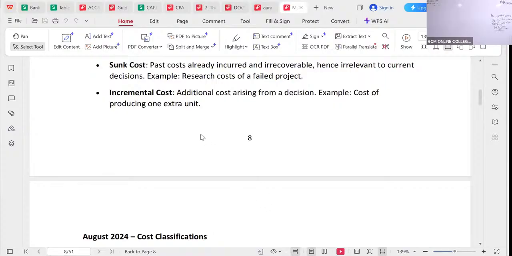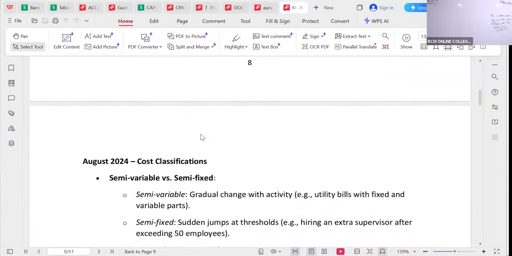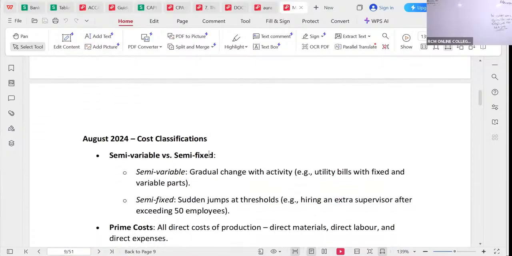Let's go to the next one, August 2024, cost classifications. I will not look at semi-variable, I've really explained this severally. Look at prime costs. Prime cost comes from the word primary. Primary is the most important, basic. Prime costs are those costs that are direct costs, directly associated with what is being produced. Those are prime costs. So prime costs are variable costs as well. They're direct and they're variable.